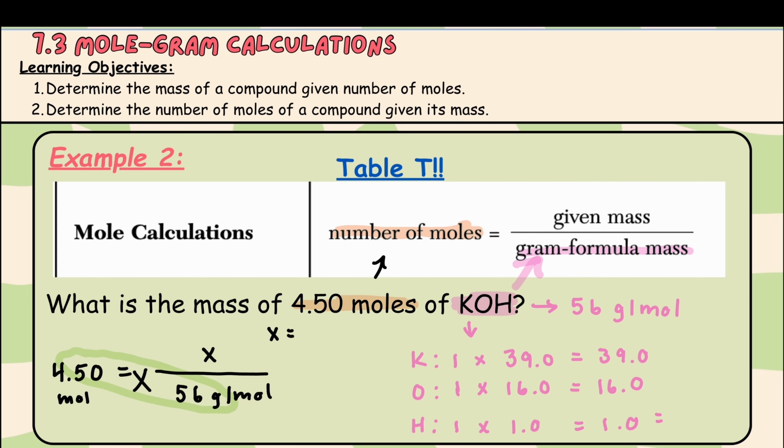So 4.5 times 56 will give us that the given mass is 252 grams of the potassium hydroxide. Okay, so using the same exact formula, you're just plugging in different bits of information.